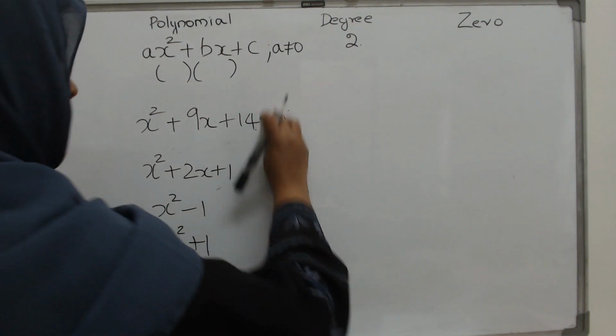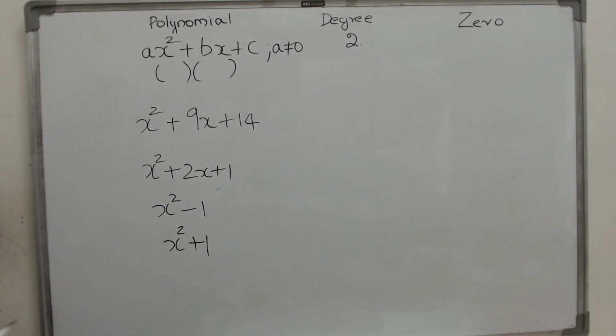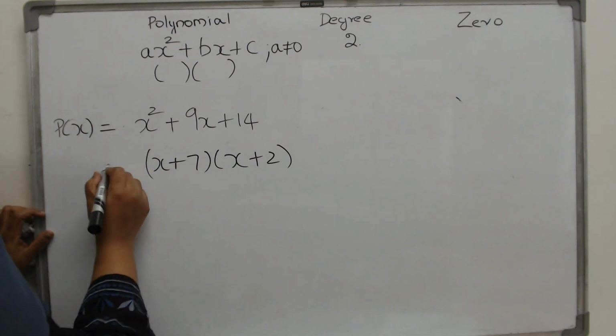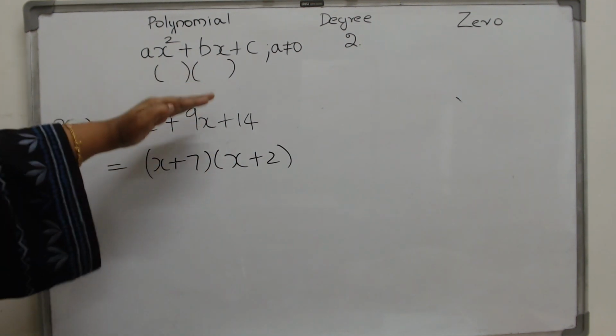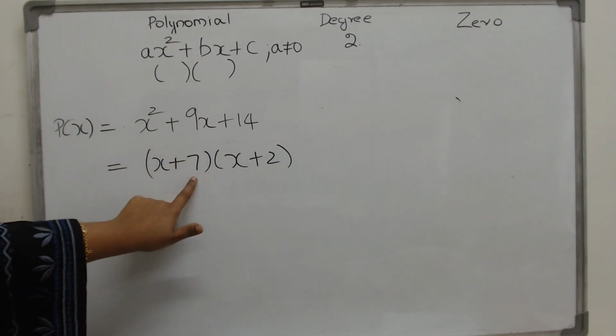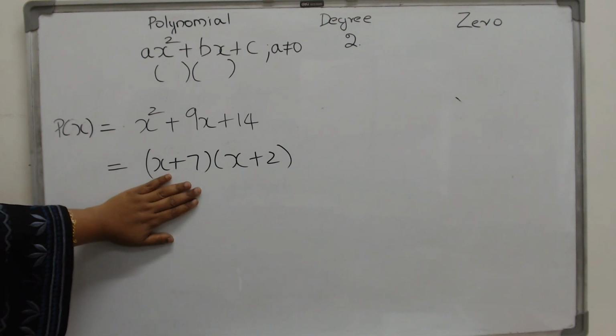And you have already studied how to do it, right? I have already done that splitting the middle term thing. So please refer to it. And how do you do that? So there, from the term form, you have made it into the factor form. You can check this. 7 plus 2 will give you 9. 7 into 2 will give you 14. So you have made it in the factor form.